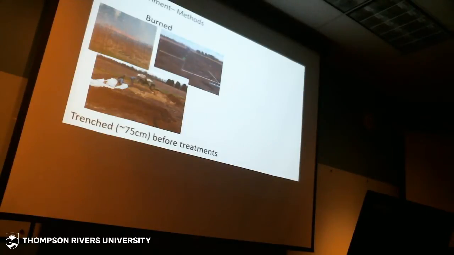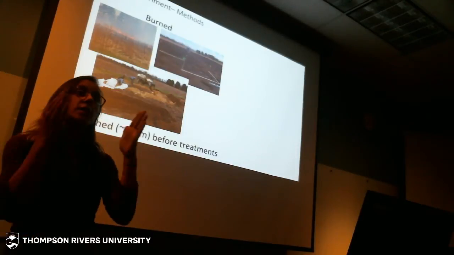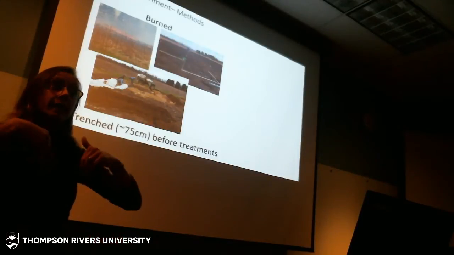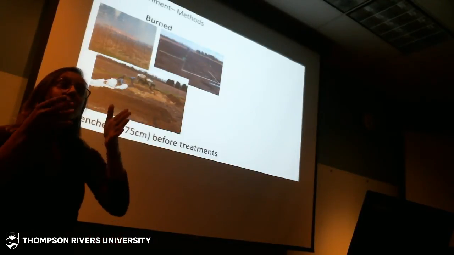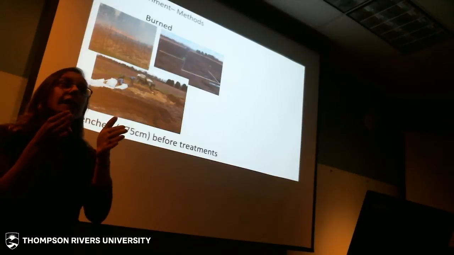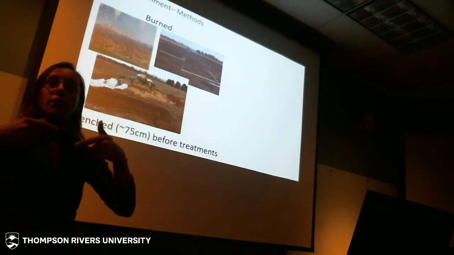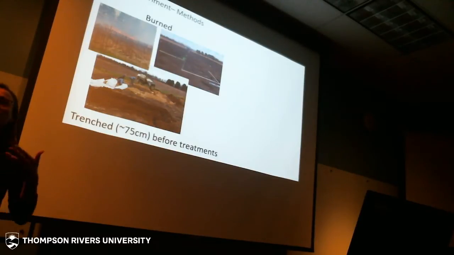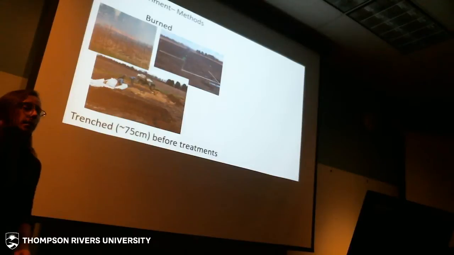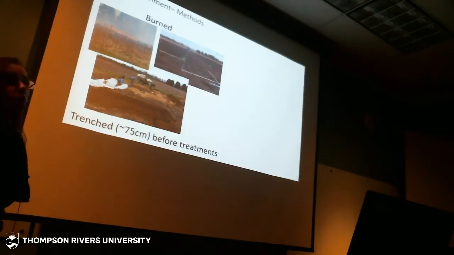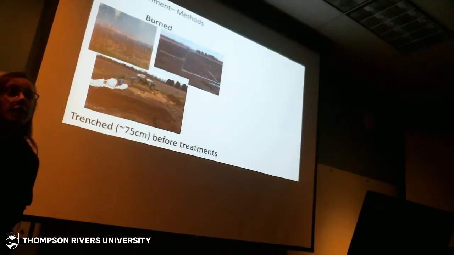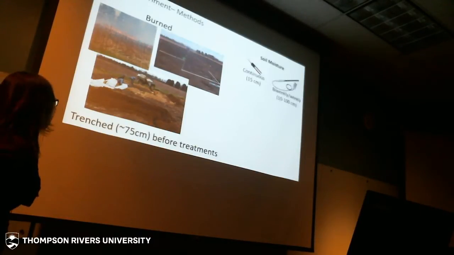I also trenched around the plots. So trenching is essentially digging a hole, lining that hole with plastic, and then filling it back in. What this does is that by putting the plastic within the plots, it doesn't allow for the flow of water in or out of the plots. So it's helping control a little bit more and trying to get these droughts to be a little bit more extreme and affect the system more similarly to an actual drought. And we got it down to 75 centimeters, so that's pretty deep for trenching.